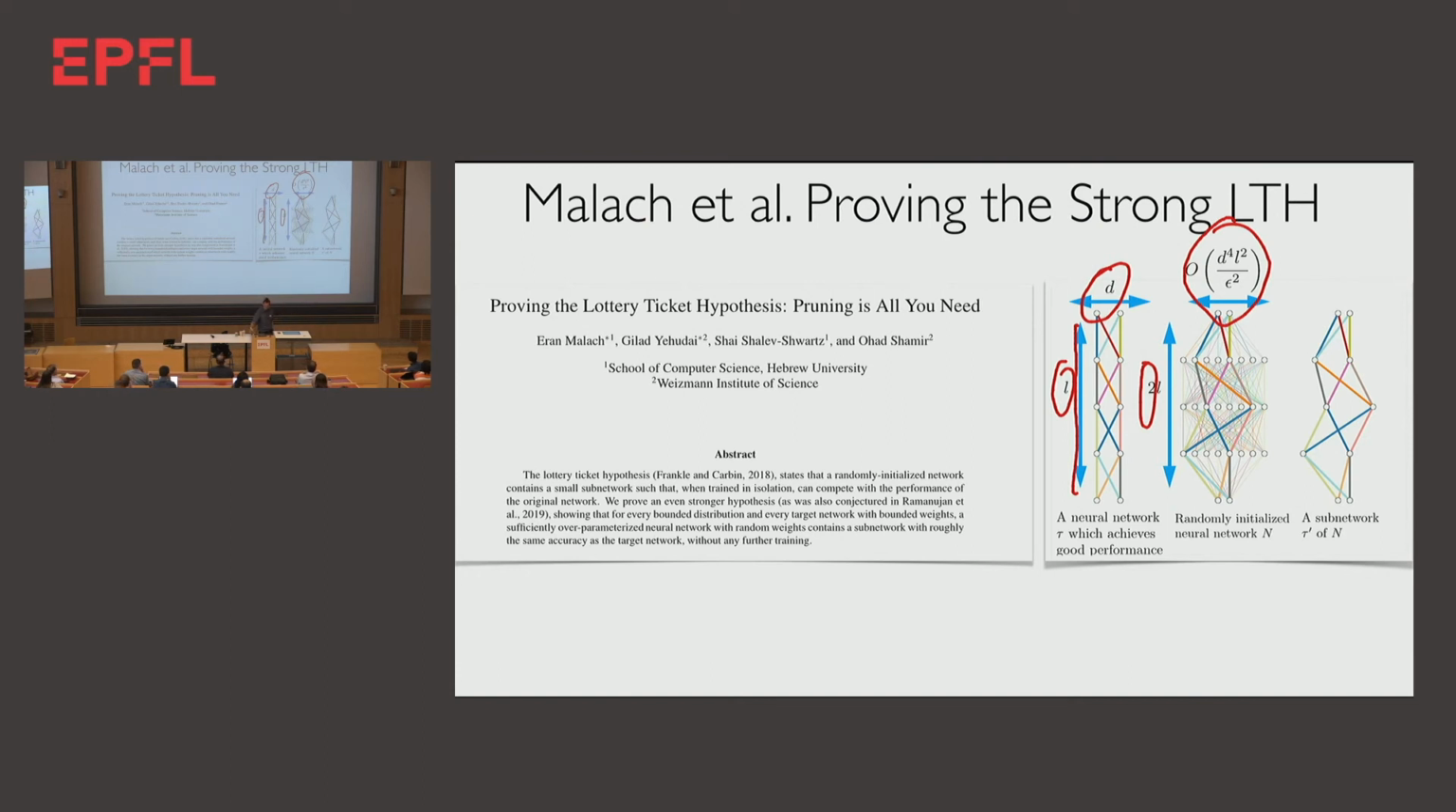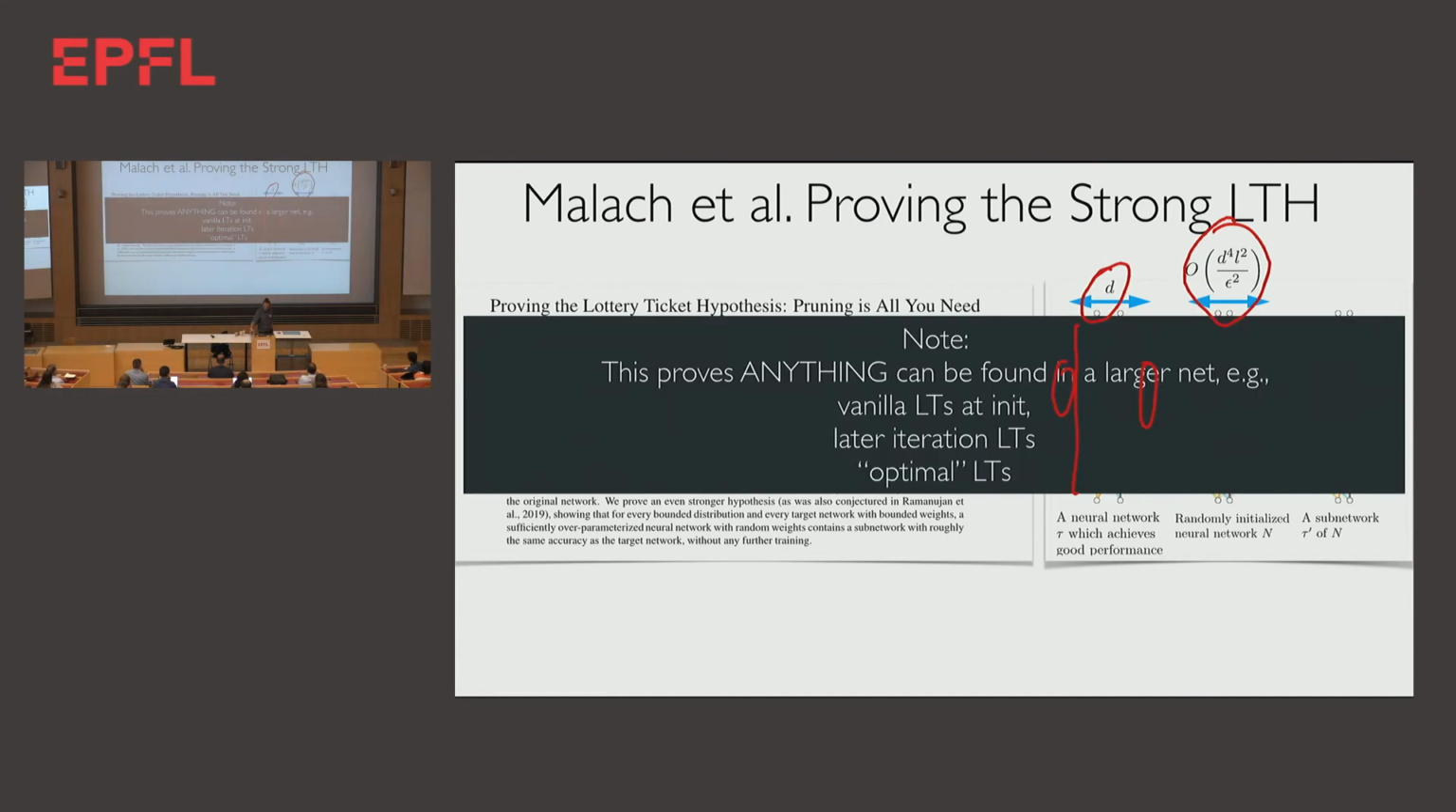How do they do that? Before saying that, if this is true, you can find anything you want in a random network, all right? So you can find lottery tickets, you can find later-version lottery tickets. You can find optimal lottery tickets with perfect performance that don't need training. You can find whatever you want, all right?